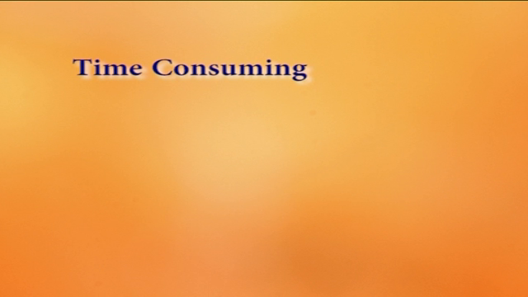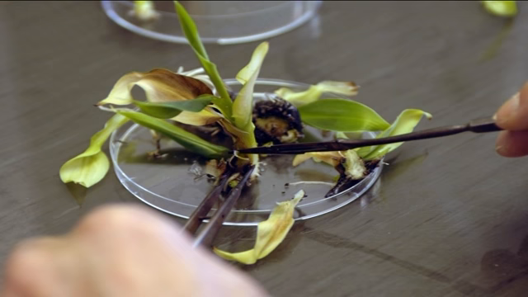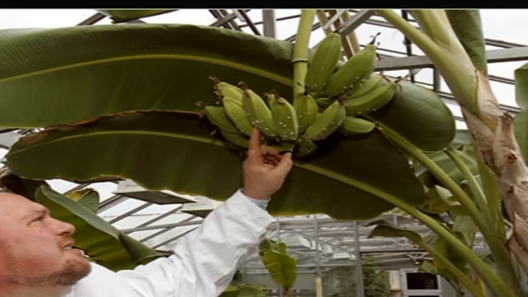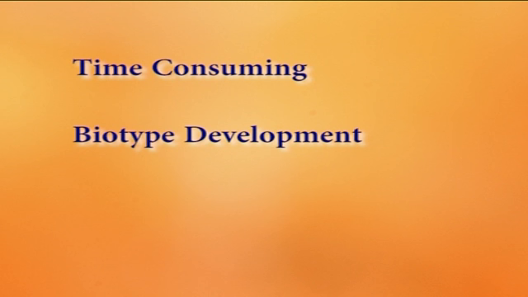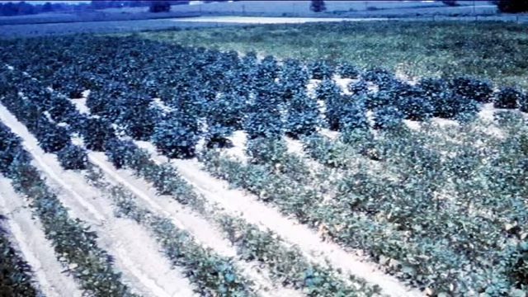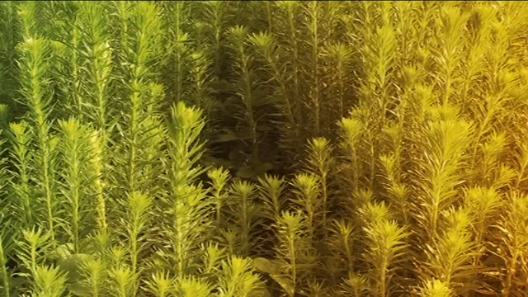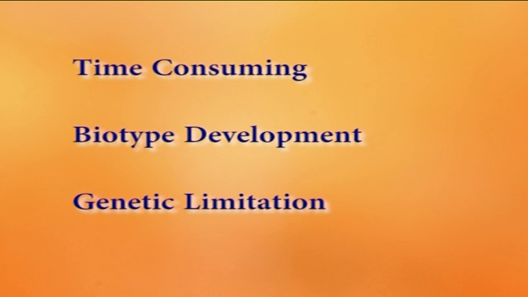Next come disadvantages of host plant resistance. Time consuming. It requires from 3 to 10 years by traditional breeding programs to develop a resistant variety. Next is biotype development. A biotype is a new population capable of damaging and surviving on plants previously resistant to other populations of the same species. Next is genetic limitation. Absence of resistance genes among available germplasm.